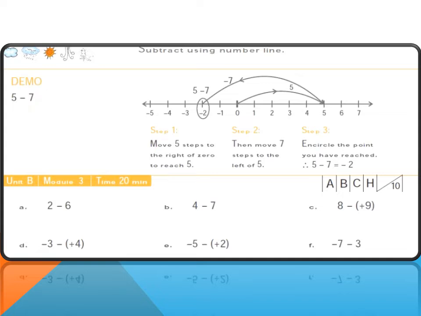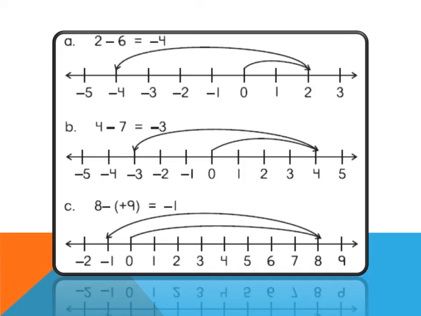Now let us move on to the answers. Look at number B. 4 minus 7 equal to minus 3. First of all, we went from 0, 4 steps to the right hand side. Then the minus sign is there, so we will move to the left hand side. How many steps? 7 steps. So from 4, backtracing 7 steps to the left, we get to minus 3.